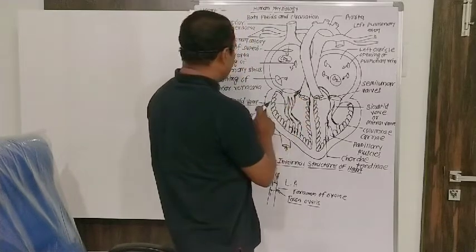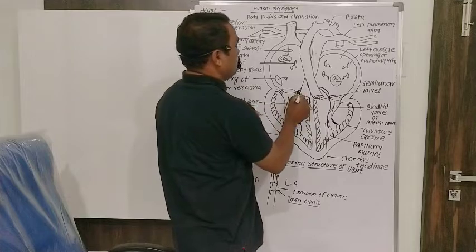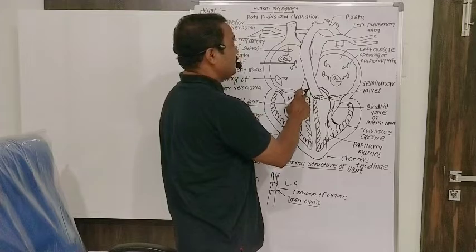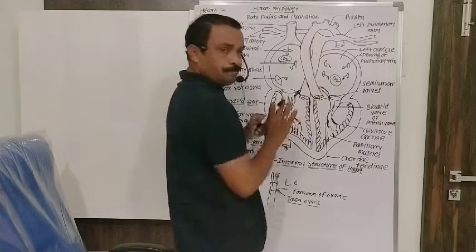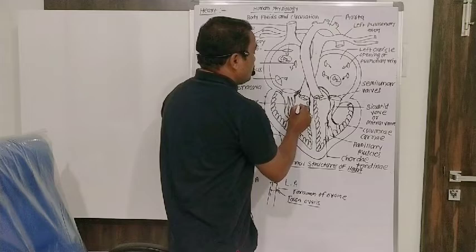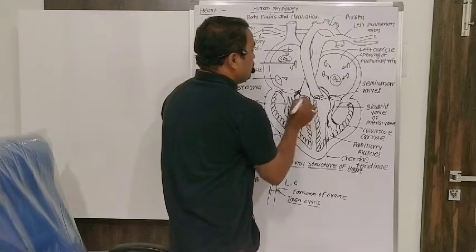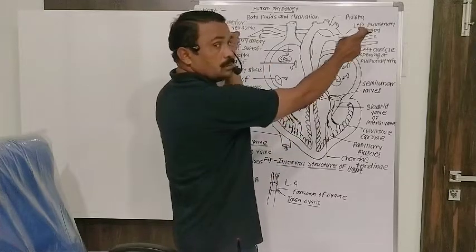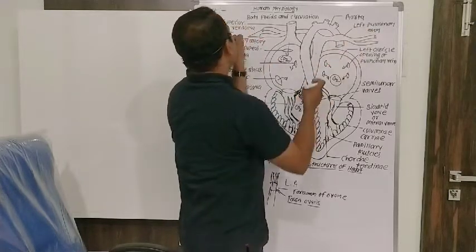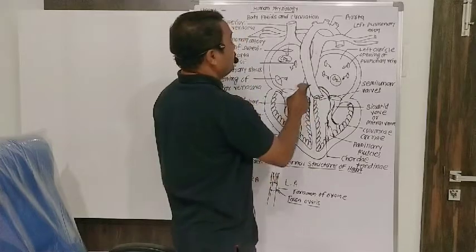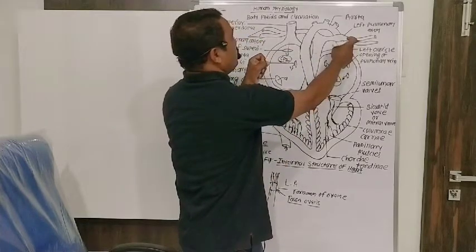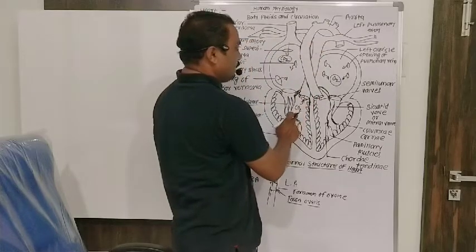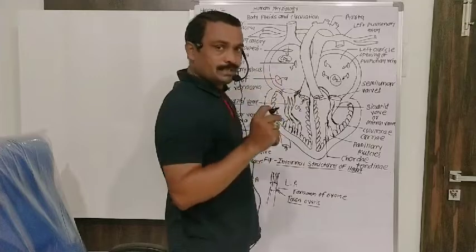Now next one is from the right ventricle. From the anterior part of the right ventricle, one artery originates. This artery is called the pulmonary artery. The pulmonary artery carries deoxygenated blood from the right ventricle to the lungs. It bifurcates into two branches, the left pulmonary artery and the right pulmonary artery, carrying deoxygenated blood from the right ventricle to the lungs for oxygenation.